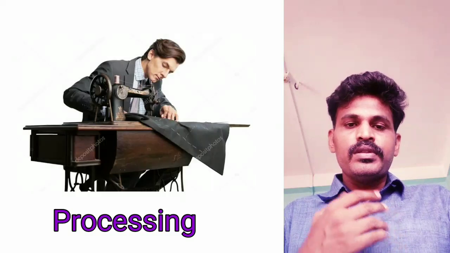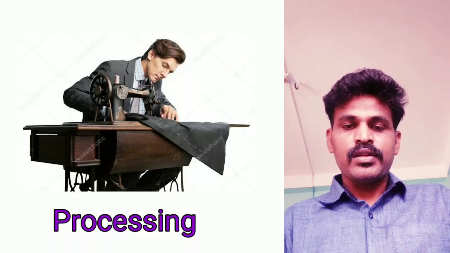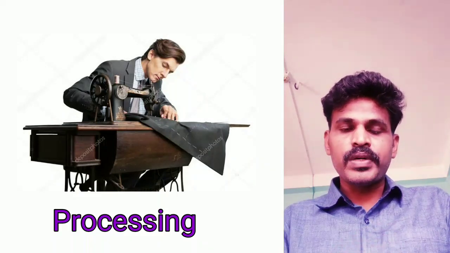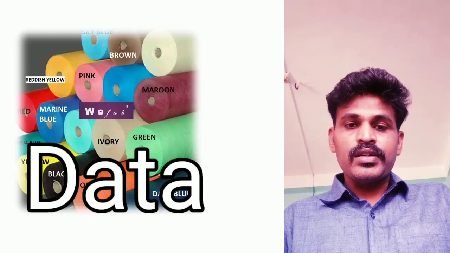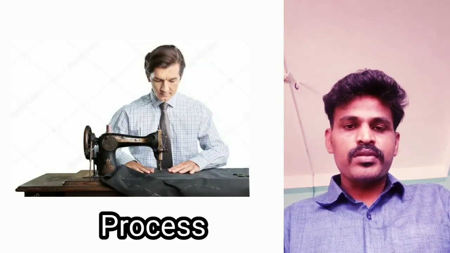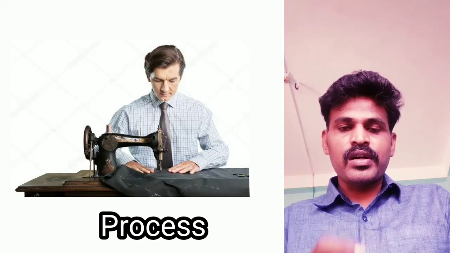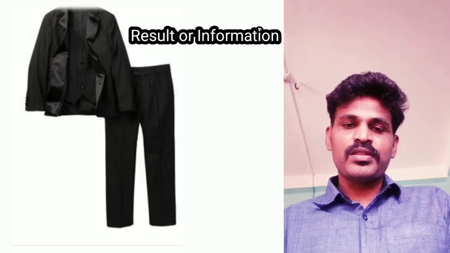Now the tailor is stitching it, sewing it and embroidering the cloth. This process is called processing. This task is called processing. The unstitched cloth before use is called data. The tailor uses the cloth to stitch on the machine. That is called the process. And after stitching, it becomes a fine dress for us. It makes a fit for us. That is the result.